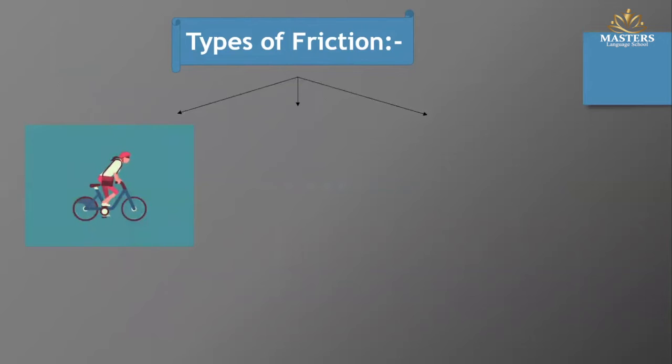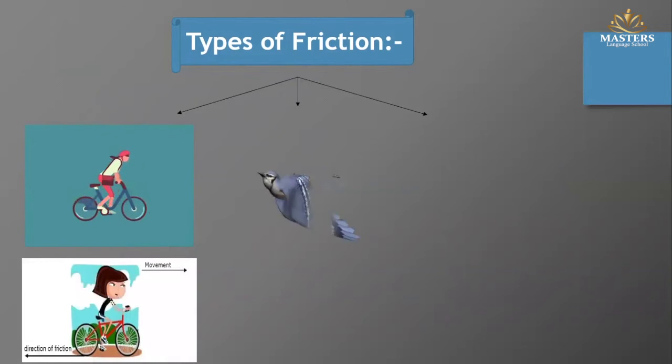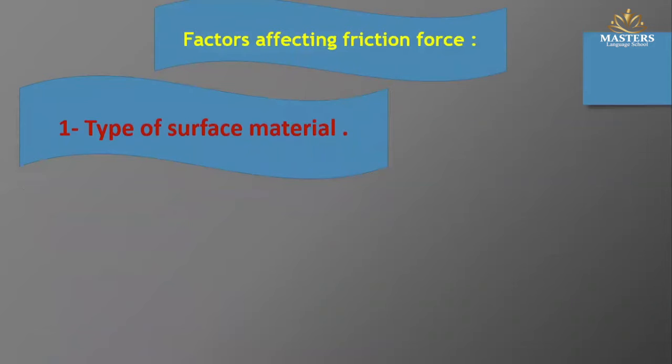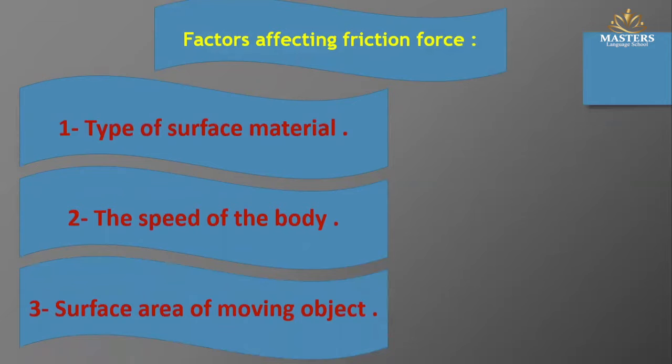Okay, now we have three types of friction. We have friction between two solid bodies. We have friction between a body and air, or a body and water. Okay, what are the factors that affect the friction force? First, the type of the surface material. Second, the speed of the body. Third, the surface area of the moving object. And we will explain each factor.